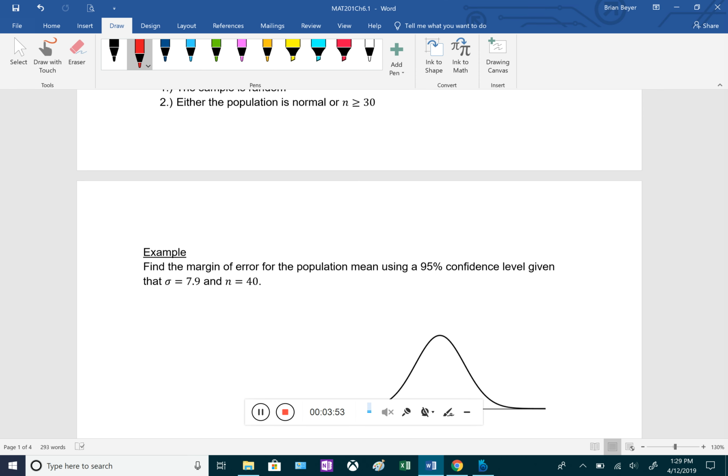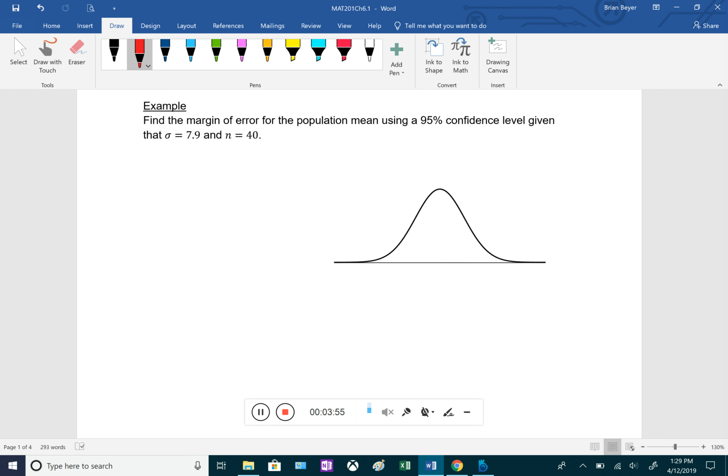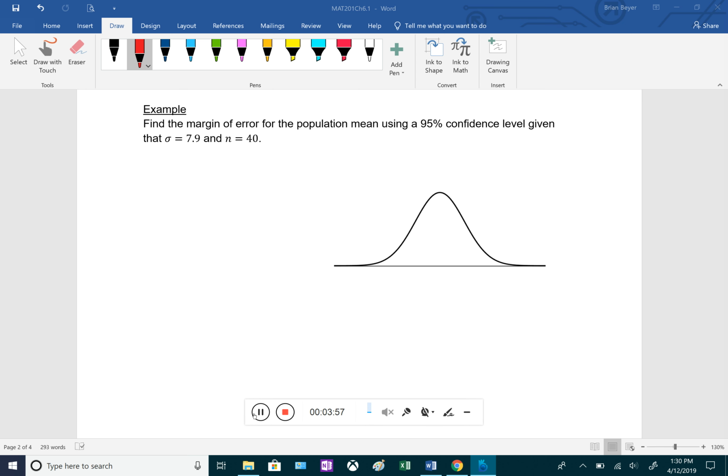Okay, so let's do an example using that margin of error. We want to find the margin of error for the population mean using a 95% confidence level, given that sigma is 7.9 and n is equal to 40. Sample size is equal to 40. So we know that we're using this formula, E, the margin of error, the difference between the sample mean and the population mean. It's going to equal z times sigma over the square root of n.